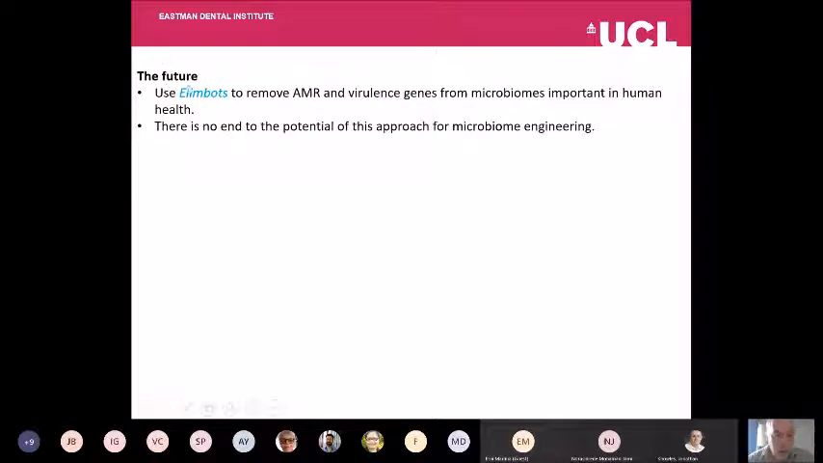This system is not just limited to removing antibiotic resistance and virulence genes. It can remove virtually any genes you want from microbiomes, and there's probably a great deal that you can do. There probably is an end to the potential of this approach, but it's an end that's perhaps a long way off for microbiome engineering.